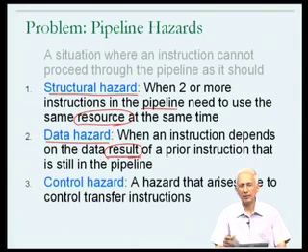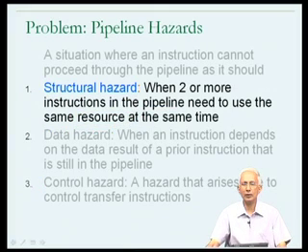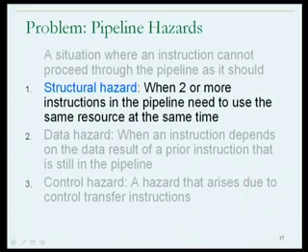Now, the last kind of hazardous situation that I am going to talk about is something called the control hazard. And as the name suggests, this is a kind of hazardous situation that arises due to control transfer instructions. And we will see each of these in a few slides in the discussion to follow. Let us start by looking at the structural hazard. So, this is a situation where two or more instructions in the pipeline need to use the same resource at the same time.